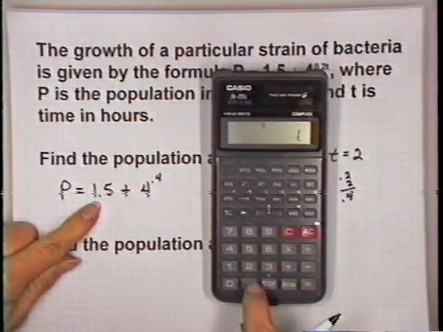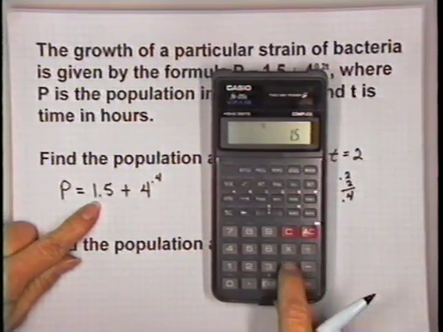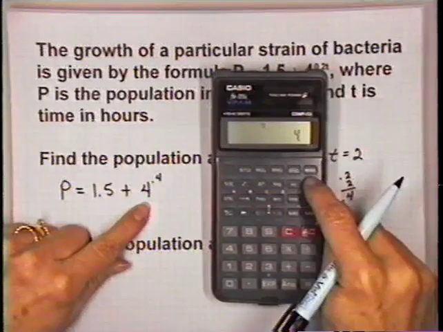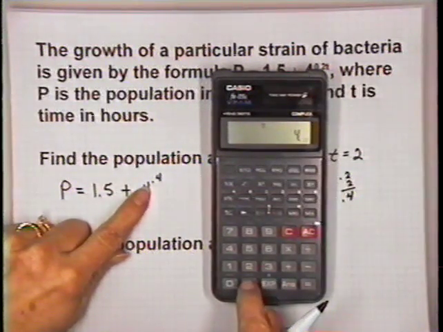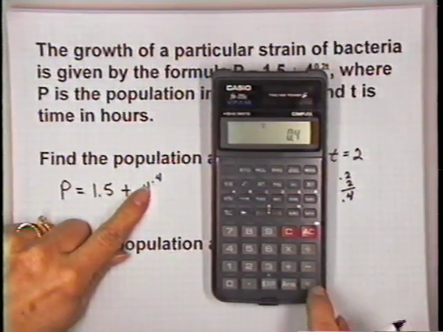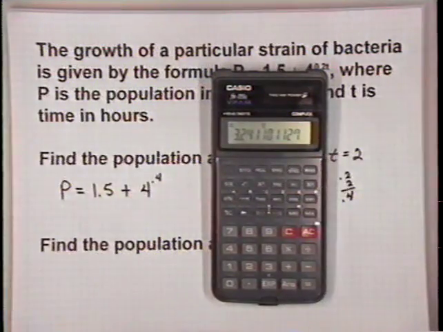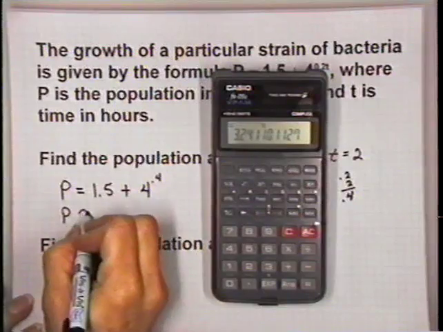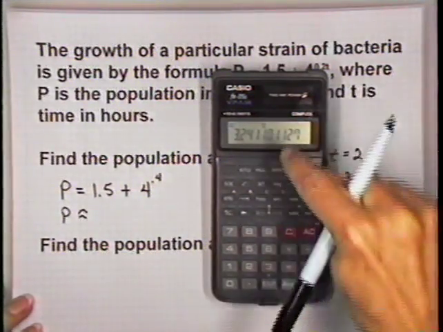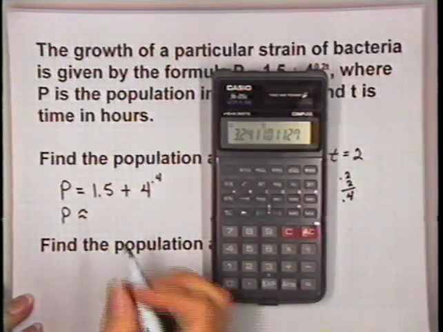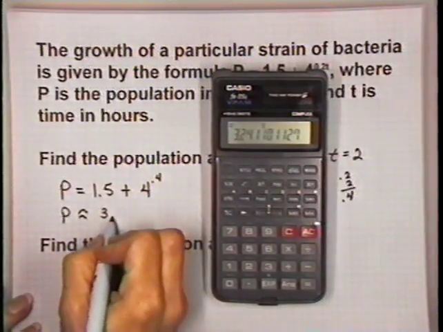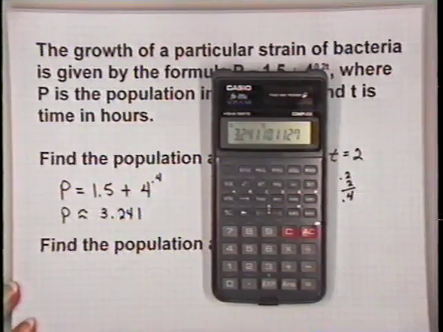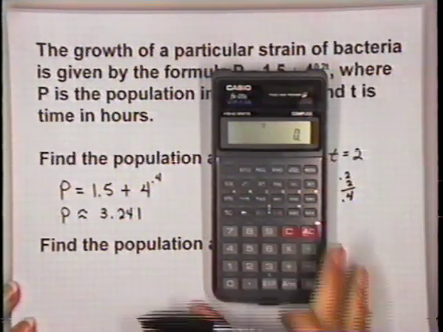I'm just going to put in my 1.5 plus, I have a base of 4. I need to hit my x to the y to get my exponent. My exponent is 0.4, and I'm going to hit equal to complete this calculation. And what I have here, of course, is a number of decimal places. I'm going to go ahead and do like we did a while ago and round off to 3 decimal places. So 3.241. Okay? So that's one way that we can do this.